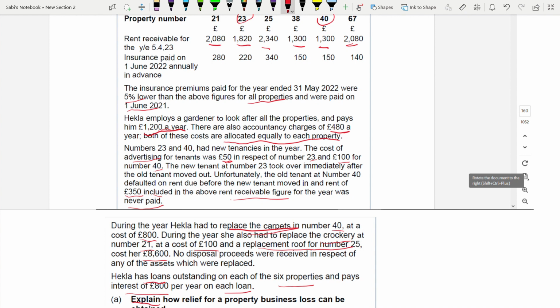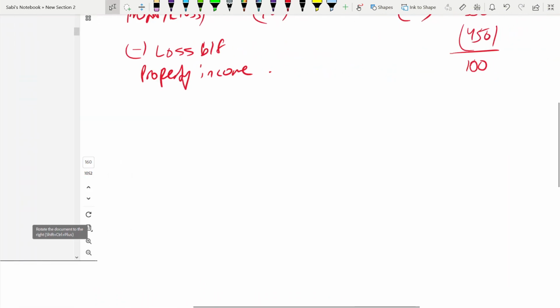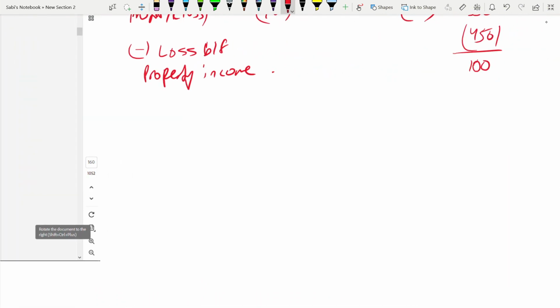Okay. So now first we'll finish. There is only one income. What is it? That is rent received. So for rent received, add all the 6 figures and deduct this 350 because this was not paid. That's it. So the total of rent received would be 10,570.